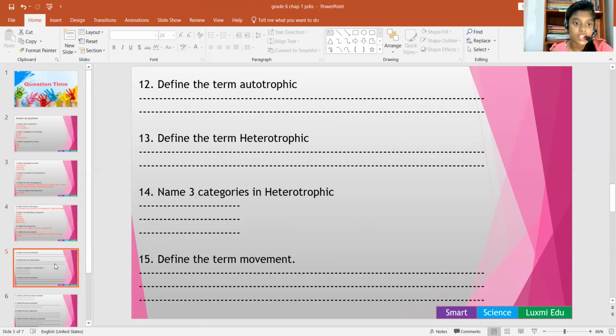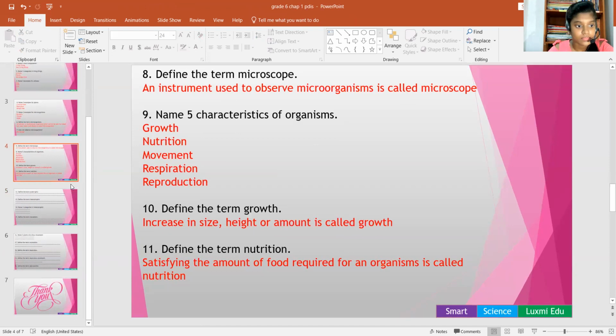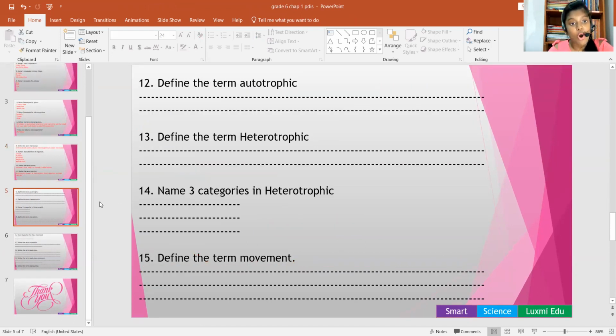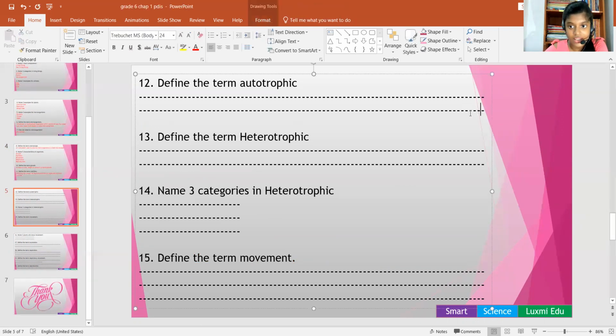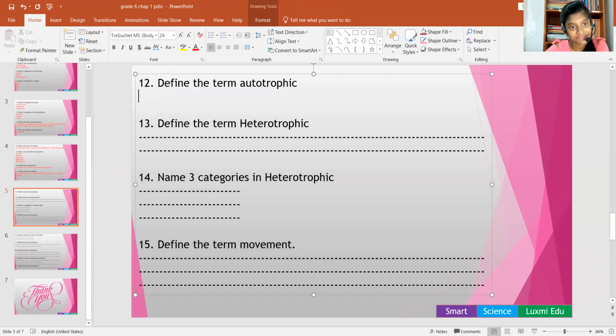Okay, now let's move on to the next set of questions. Define the term autotrophic. Now we answered the question what is the meaning of nutrition. Now they are asking what is the meaning of autotrophic. Are you autotrophic? No. But who are autotrophic? Simply plants are autotrophic, because the organisms, the living things which produce their own food, are called autotrophic. By the way, you cannot produce your own food. So only plants make their own food. So let's write.